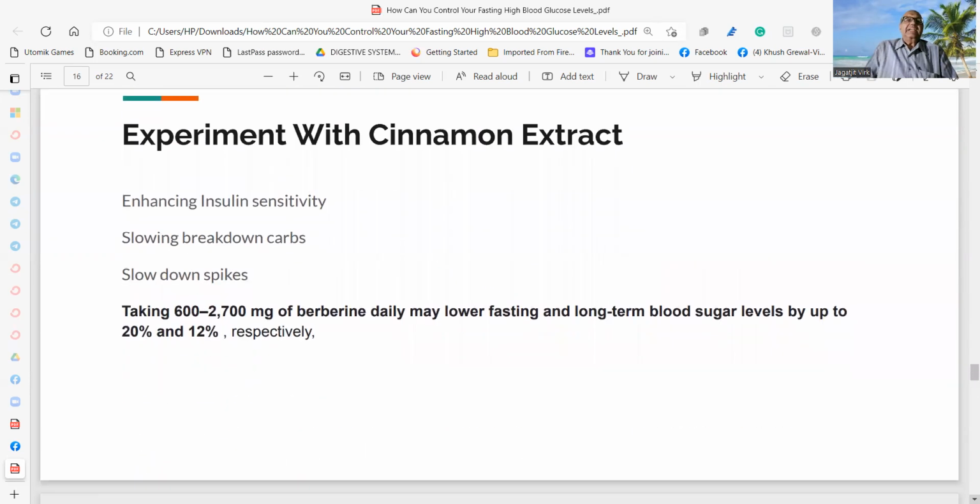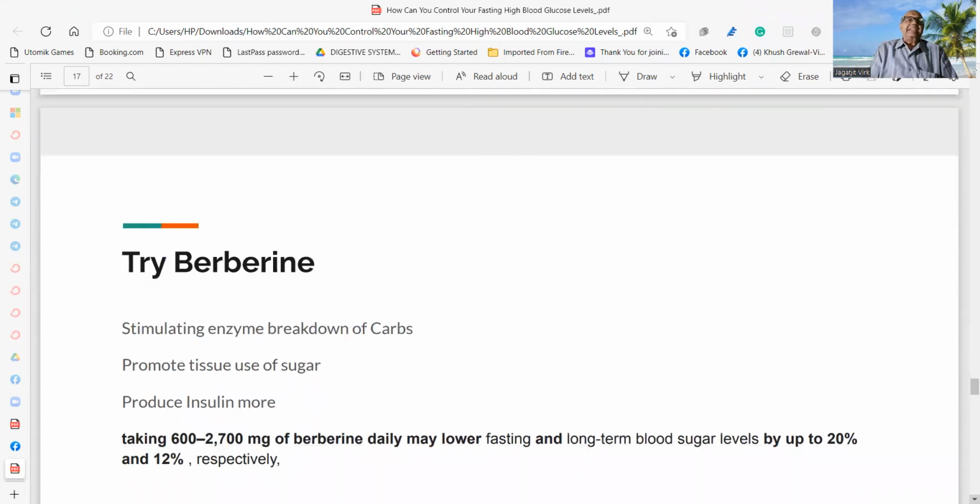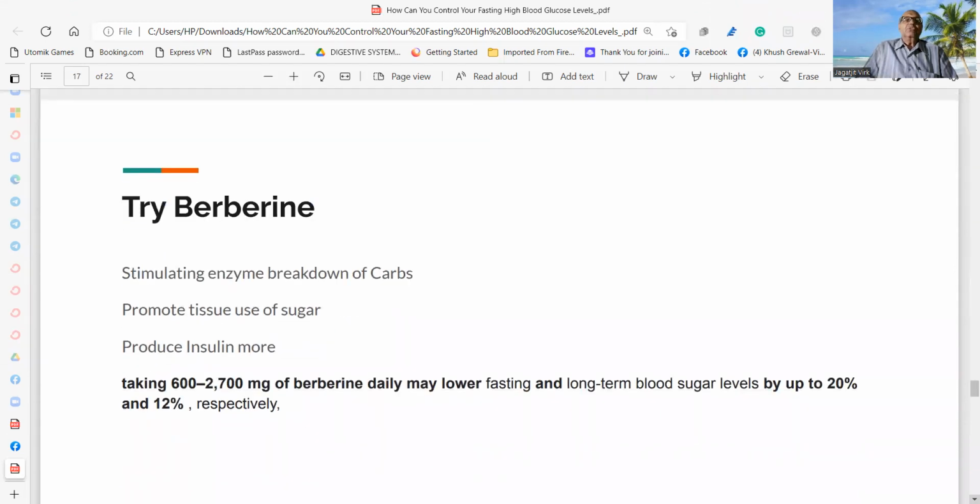Experiment with cinnamon extract, enhancing insulin sensitivity, slowing breakdown of carbs, and slowing down spikes. Try berberine, stimulating enzyme breakdown of carbohydrates, promoting tissue use of sugar, producing more insulin. Taking 600 to 2700 milligrams of berberine daily may lower fasting and long-term blood sugar levels by up to 20% and 12% respectively. Fasting 20% and long-term blood sugar 12%. Very effective.